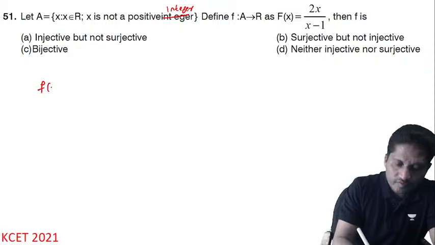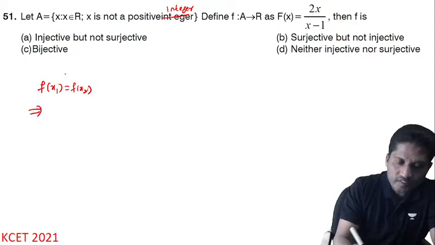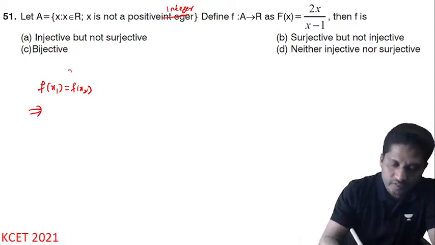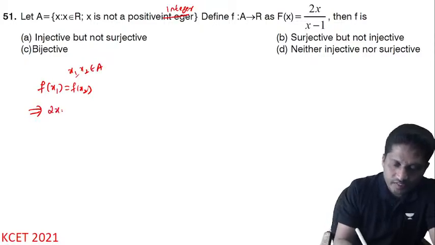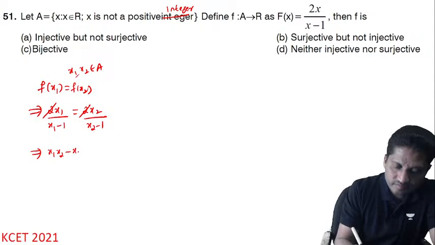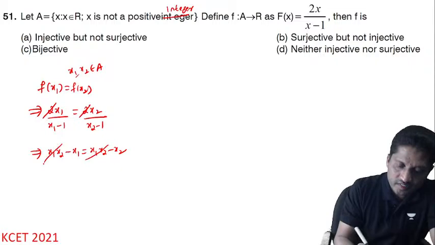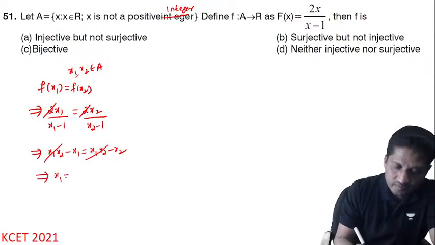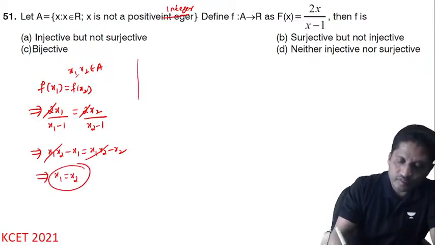For one-to-one, f of x1 is equal to f of x2, right? Implies that I'll take x1, x2 belongs to capital A, the domain. f of x1 is 2x1 divided by x1 minus 1, f of x2 is equal to 2x2 divided by x2 minus 1. If you cross multiply, you will get x1 x2 minus x1 is equal to x1 x2 minus x2. This will cancel, minus as well. You will get x1 is equal to x2. This is one-to-one.